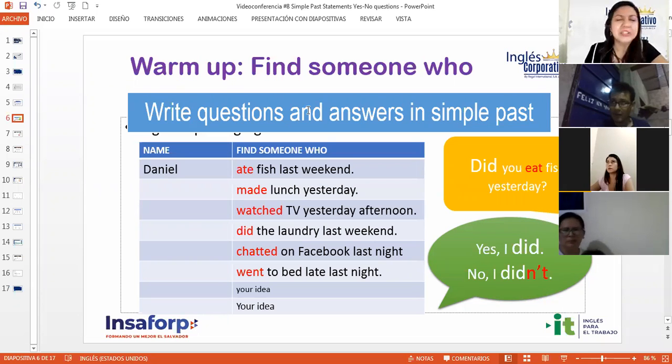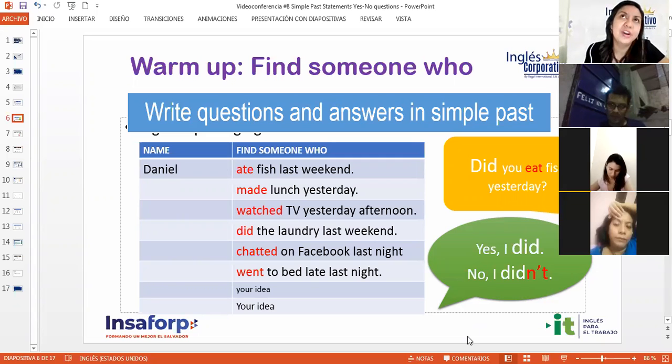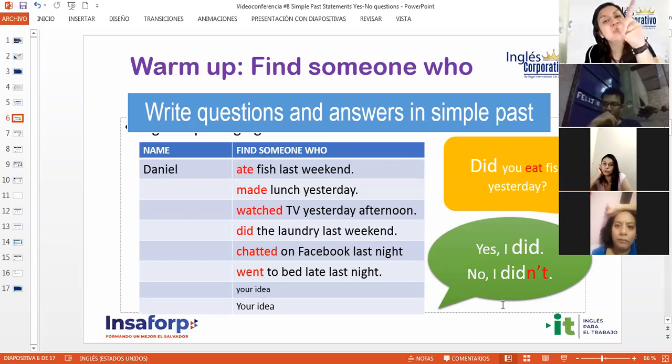How do you make the questions in simple past? This is very simple, guys. It's even easier than the simple present. Why, teacher? Because in simple present, what are the auxiliaries that we use? Do and does. Exactly, we use do or does for the third person singular. But in the past tense, we don't need two auxiliaries. We need only did. Only did. For all the first, second, or third person, we use did.